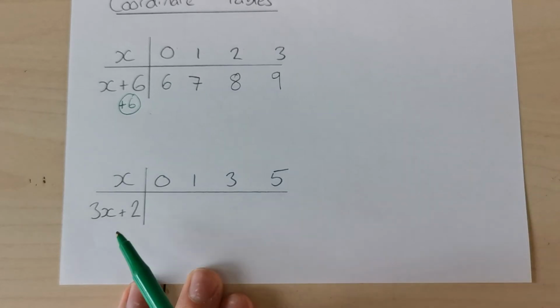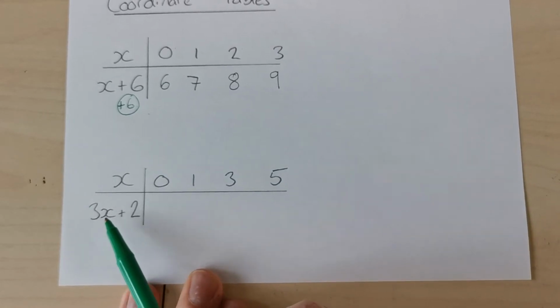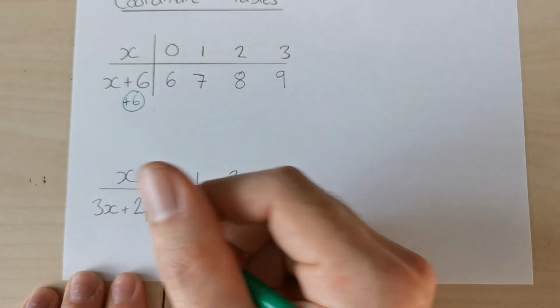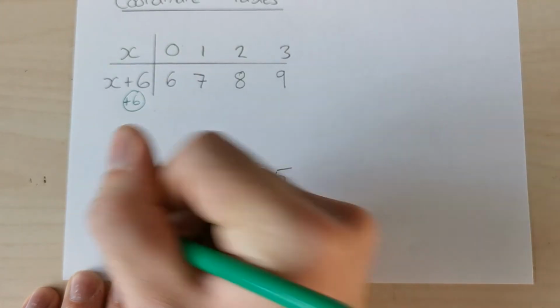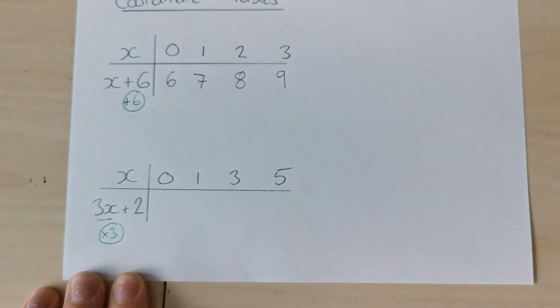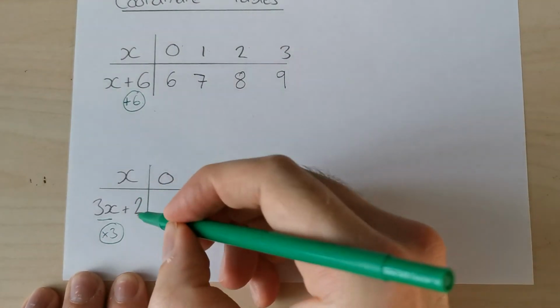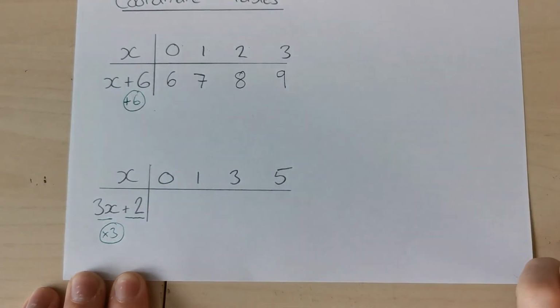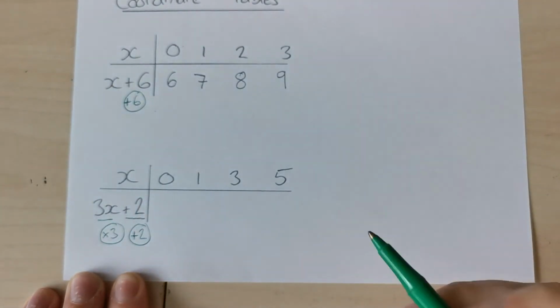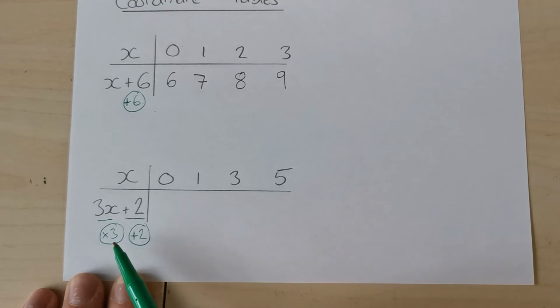So, if we have a look at the first part of this rule, we've got 3x, and whenever a number is next to the letter x, it means it's multiplying x. So this first part, 3x, means that we have to times x by 3. The next part of our rule says we have to add 2. So in full, we have 2 steps this time rather than just 1. Taking our value of x, we have to times by 3 and then add 2.